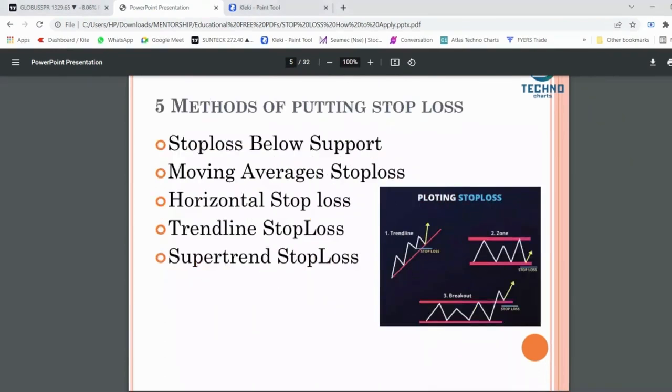Right? We are now going to focus on five different methods of putting a stop loss. These five methods have to be applied based upon the stock and the trend of the stock, right? Apart from these, there are also different ways to put a stop loss, but our main focus will be these five methods. The first method is stop loss below support. The second method is moving averages stop loss. The third method is horizontal stop loss. The fourth method is trendline stop loss, and the fifth method is super trend stop loss. So depending upon the trend of a stock, we are going to use the stop loss method.